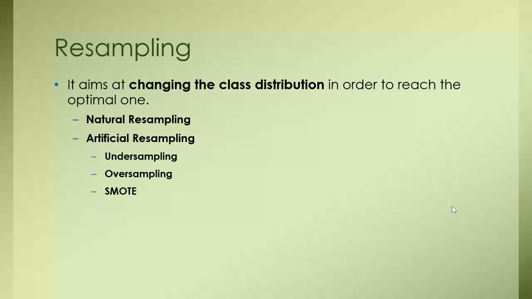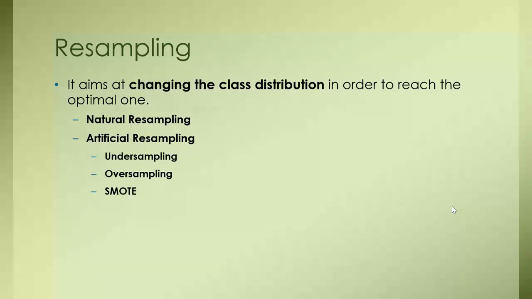Undersampling means it reduces the data of the majority class. Oversampling replicates the minority class. And the third one is the most important, which is SMOTE. It is the synthetic minority oversampling technique, which makes synthetic data points by finding the nearest neighbors to each minority sample. This is mainly about the resampling method.